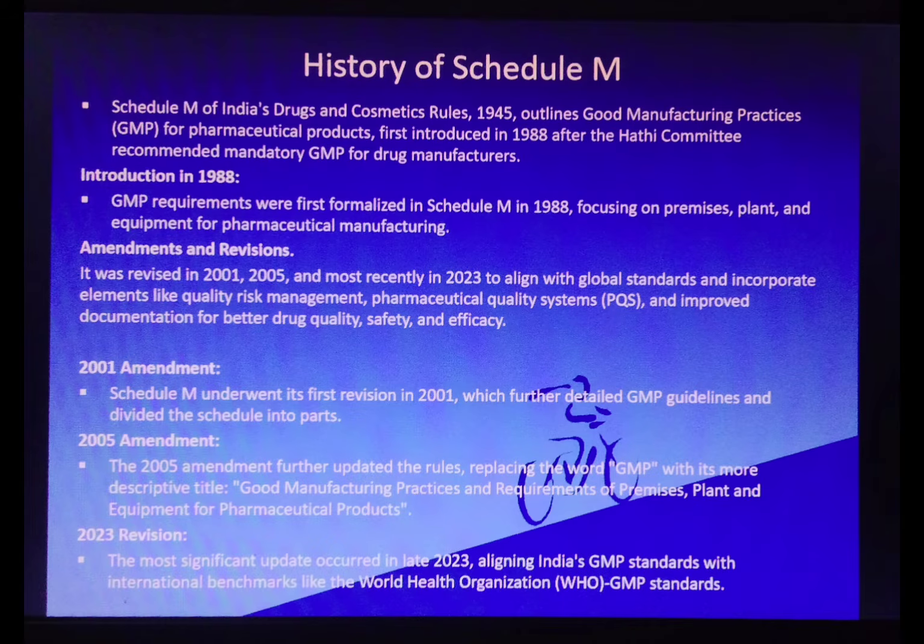2001 Amendment. Schedule M underwent its first revision in 2001, which further detailed GMP guidelines and divided Schedule M into parts. 2005 Amendment. The 2005 Amendment further updated the rules, replacing the word GMP with its more descriptive title, Good Manufacturing Practices and Requirements of Premises, Plant and Equipment for Pharmaceutical Products.